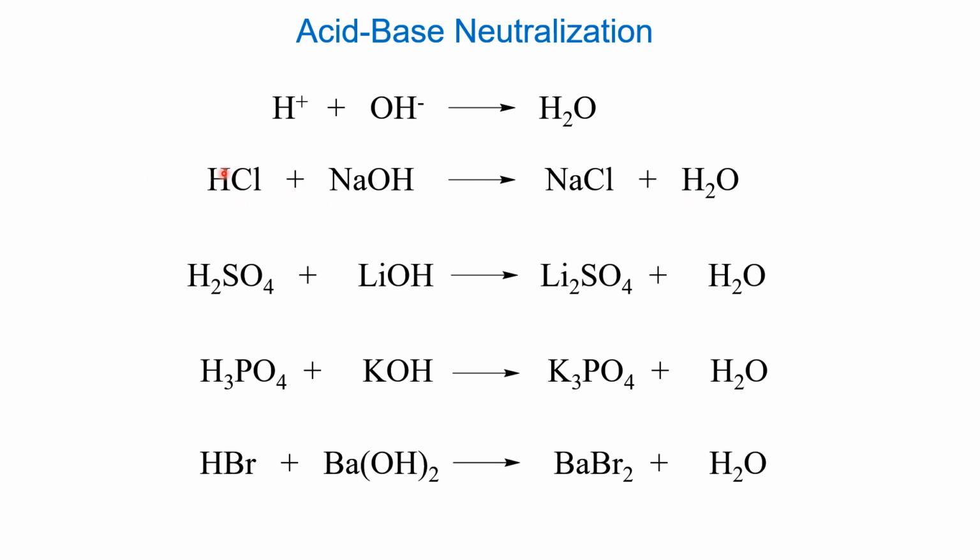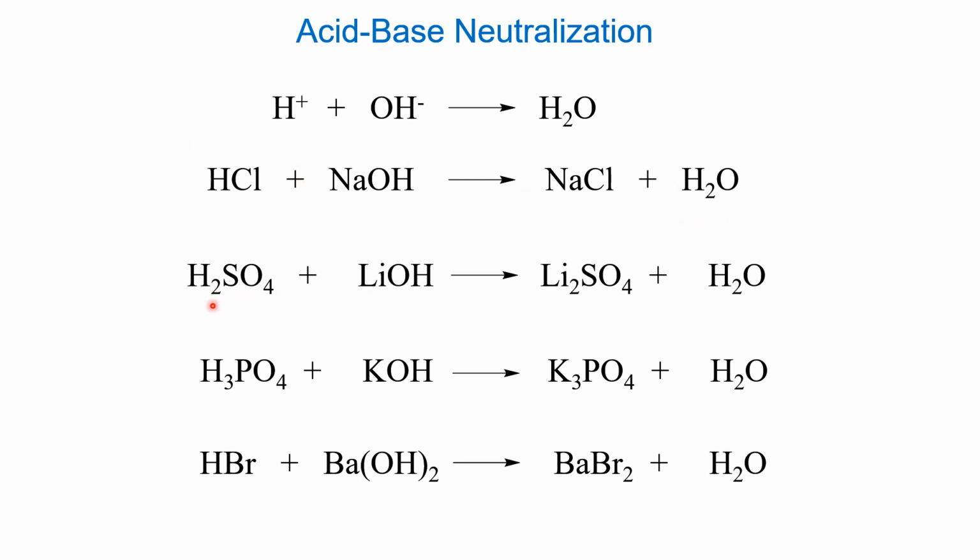For example, here, we see one proton, one hydroxide, so one water. It seems like it's already balanced, and actually it is balanced. Sodium 1, sodium 1, chlorine. So it's already naturally balanced. You don't need to change the coefficient. So the coefficient ratio is 1 to 1 to 1 to 1.